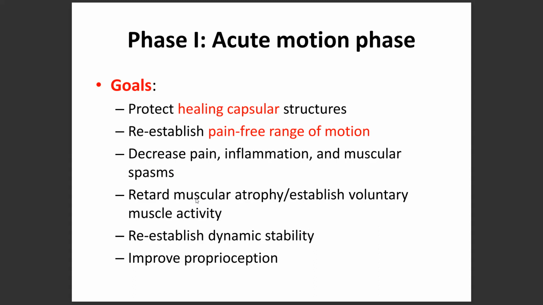So the main important goal of phase 1 is to control the pain intensity. Obviously it is in the acute phase, so there will be severe pain. So the therapist's focus should be to bring that pain intensity from severe into moderate, and then from moderate into the mild category. Decrease pain, inflammation, and muscular spasm. Retard muscular atrophy, establish voluntary muscle activity, re-establish dynamic stability, and improve proprioception. So all these are the goals of a therapist in the initial phase, the acute motion phase.